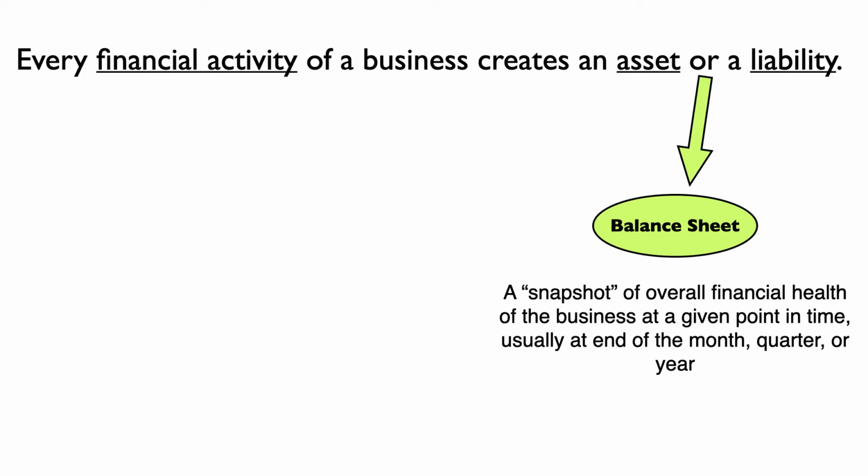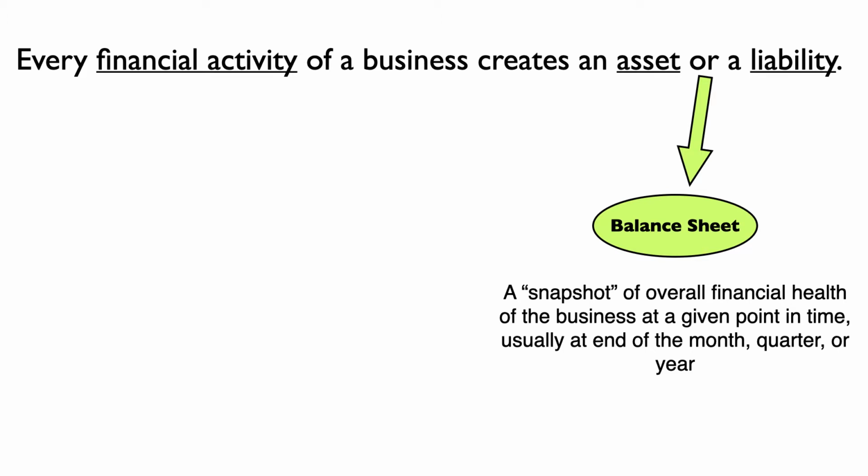I say snapshot because, by virtue of that statement above, the moment a financial activity happens, it changes the assets and liabilities. When you buy inventory, it changes assets and liabilities. When you sell something, it changes assets and liabilities. If you take on a loan or pay off a loan, it changes the assets and liabilities. Because any financial activity changes an asset and liability, the best that we can hope for is a snapshot at a given point of time.